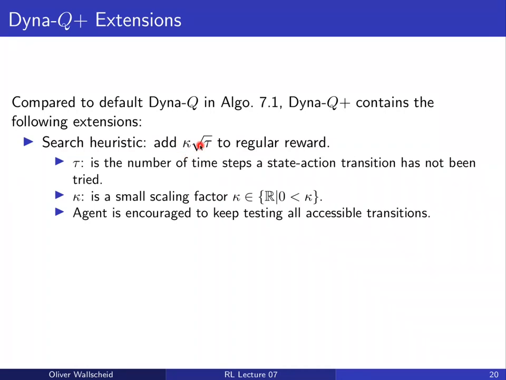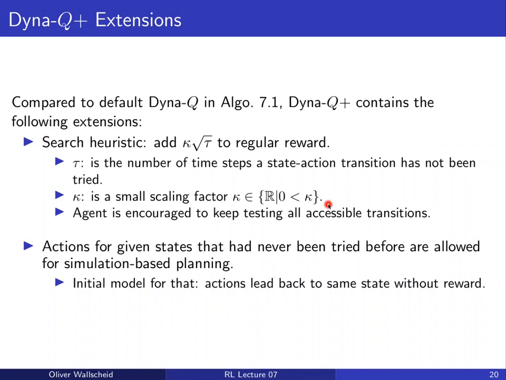And with that simple search heuristic, especially over that tau, with that memory of seldom tried state action transitions, the agent is encouraged to keep testing all accessible transitions. So basically what will happen is that for these state action transitions, which have not been taken over a very long time, the tau factor will increase and increase and increase in an integrative way. And therefore the agent is encouraged to keep testing all accessible transitions, and therefore was also able to find the best possible shortcut in the previous example.